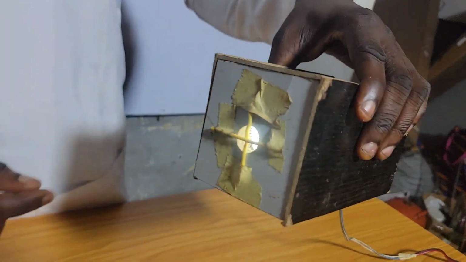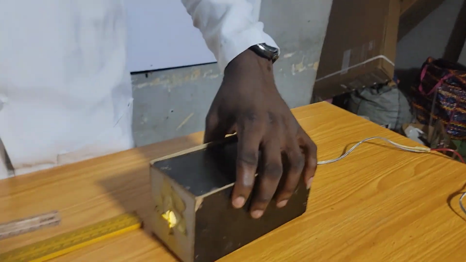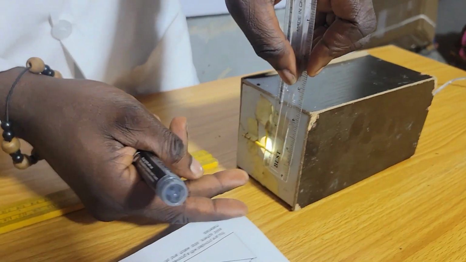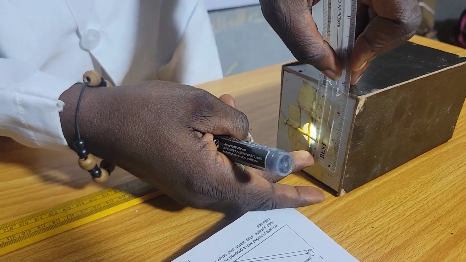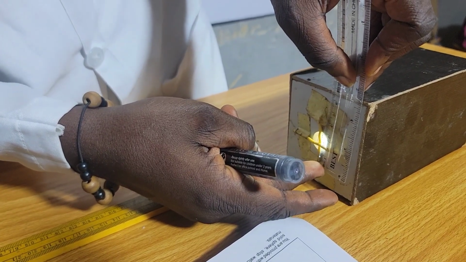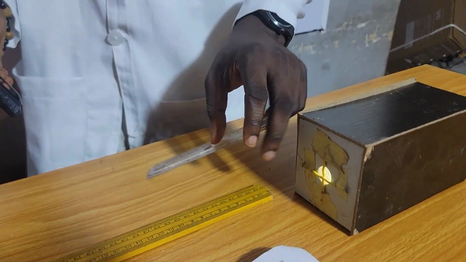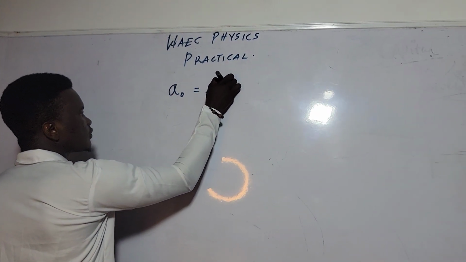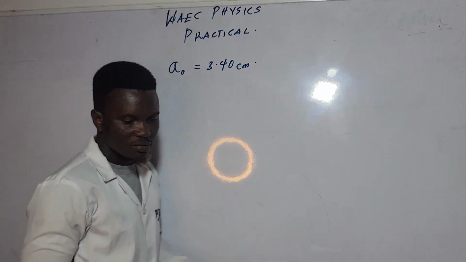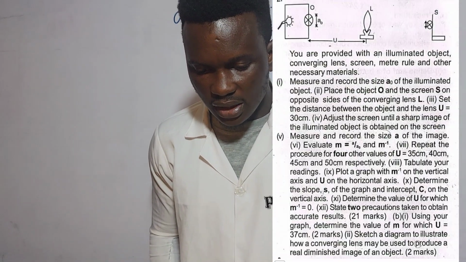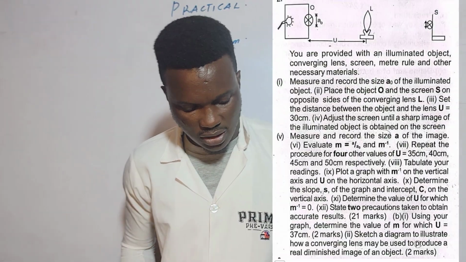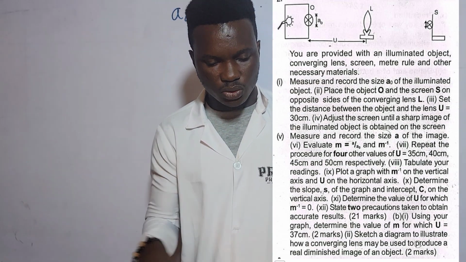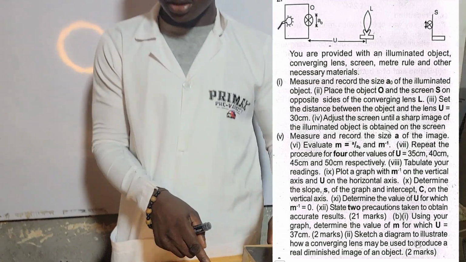So I am to record the size of that object, meaning that I'm going to record A0. Either from here, so this is my 0, I want to record it, and that is like 3.4. From what I just measured, you record A0 equals 3.40 centimeter. So that's my A0. I've done that. The next thing is to place the object O, that means the cross that I just showed you. I will off the light so that you will see. Focus the camera more on the experiment now.